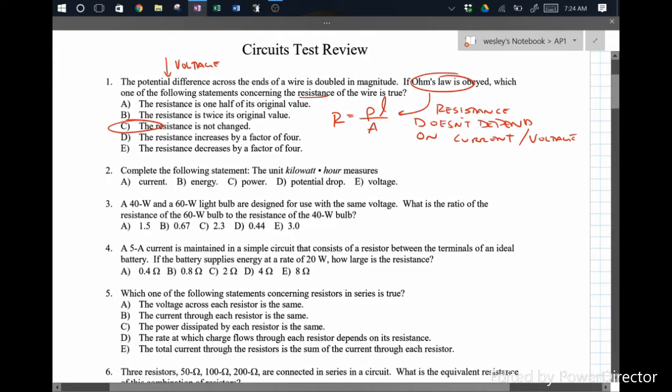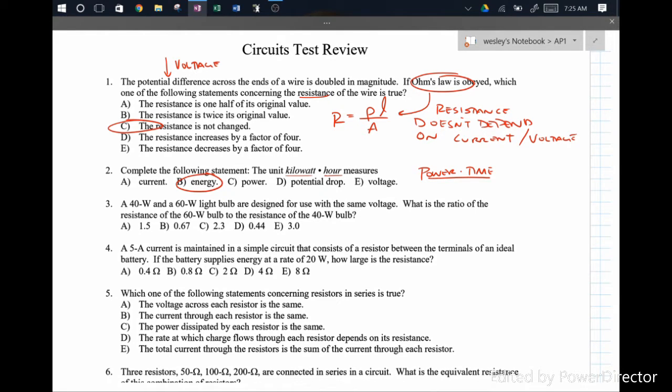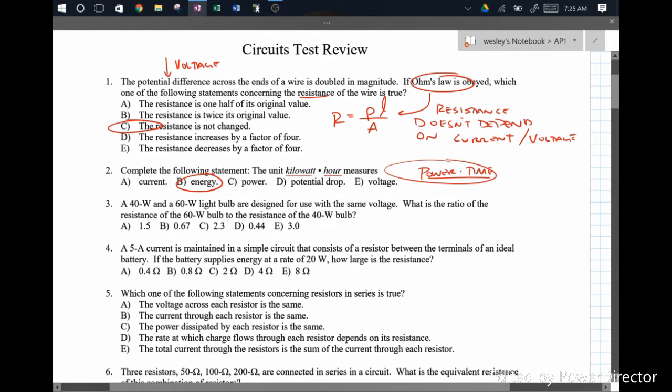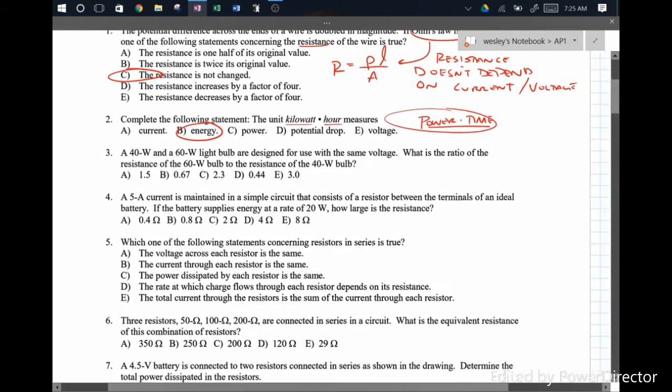Complete the following statement. The unit kilowatt-hour measures. Now, we haven't dealt with kilowatts and we rarely deal with hours. So instead of thinking specifically about what those units are, I want to think about what type of thing they define. A kilowatt is power, an hour is time. Power times time is energy. Kilowatt hours are how the power company measures how much energy you use. Sometimes it's easier to think in broad things than it is the specific units.